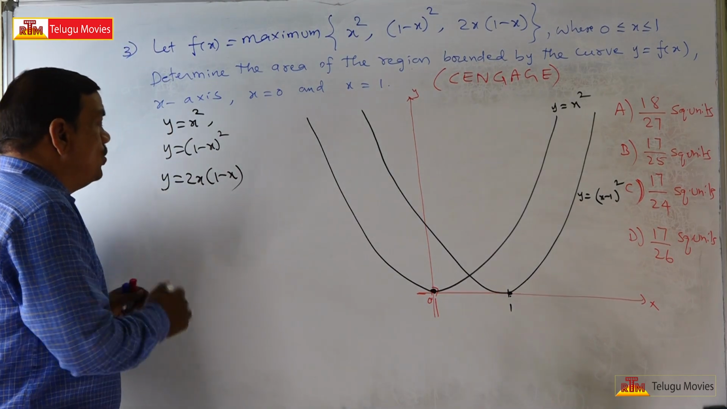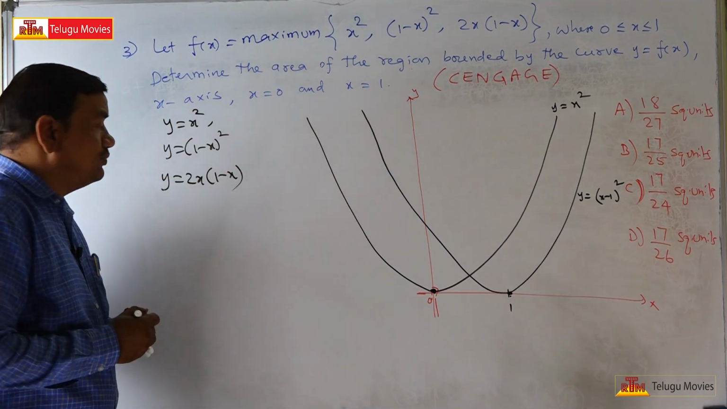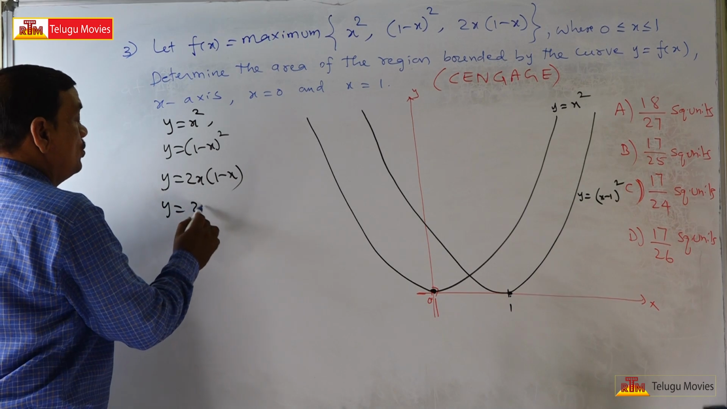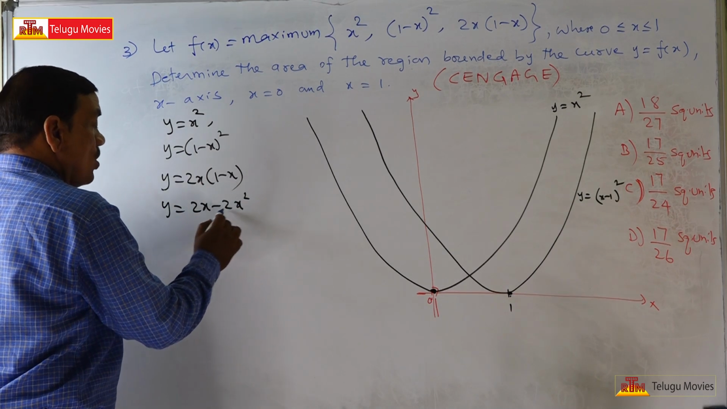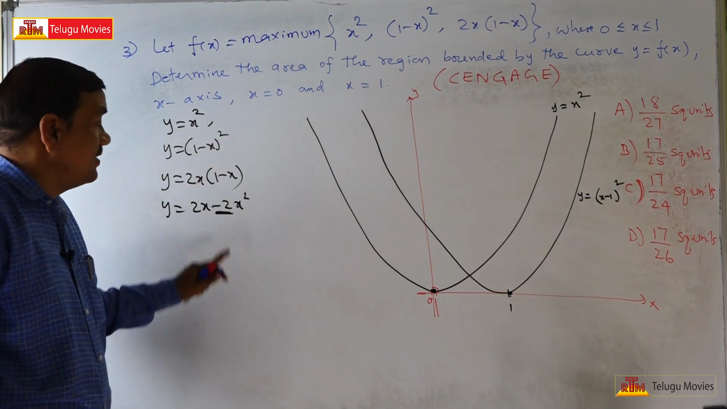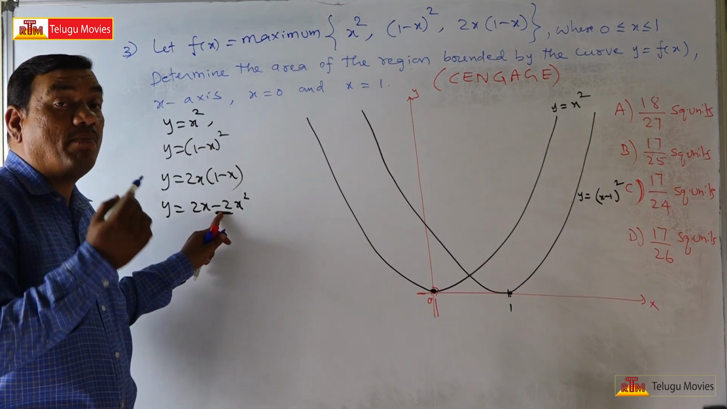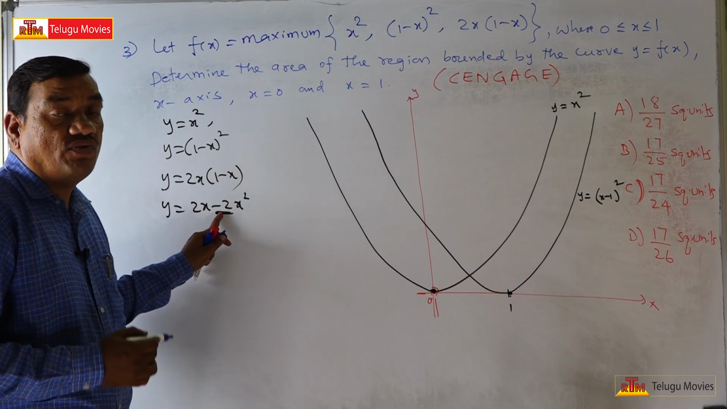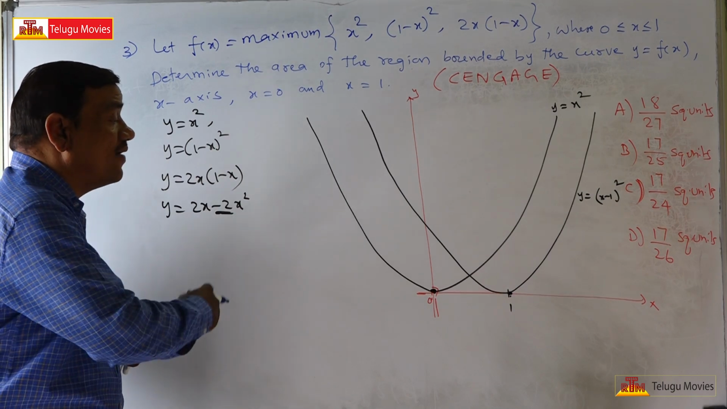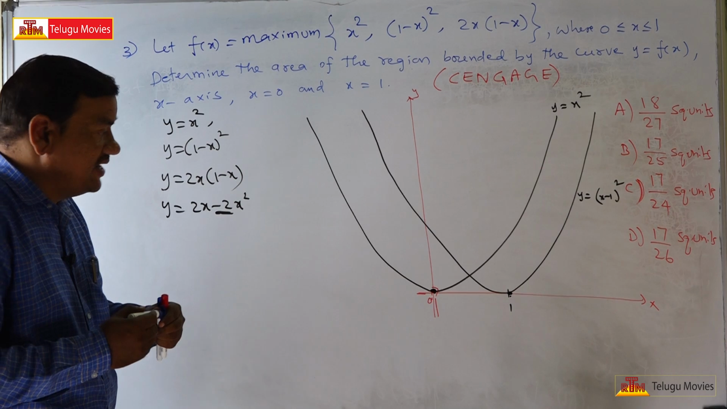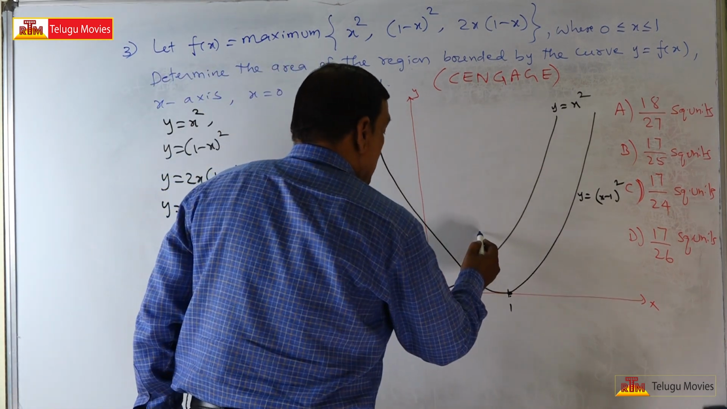Then how to do 2x minus x square? Observe here, y is equal to 2x minus 2x square. What is the x square coefficient? Minus 2. That means negative, so it has a local maximum value. It will have a local maximum in the interval 0 to 1. That means the curve should be like this.